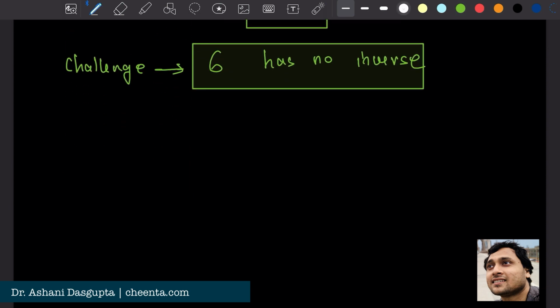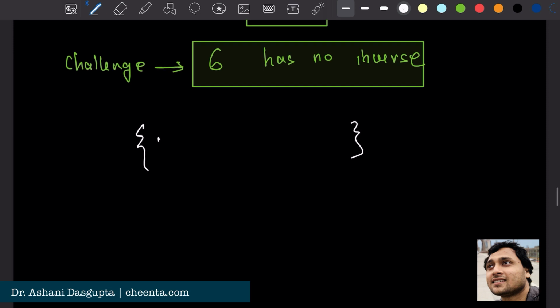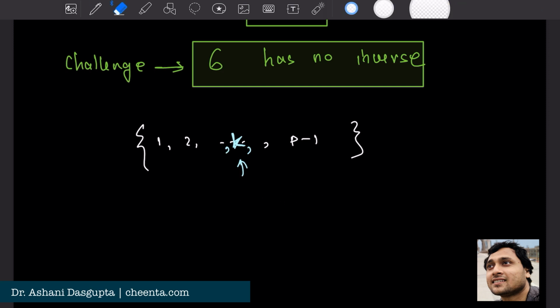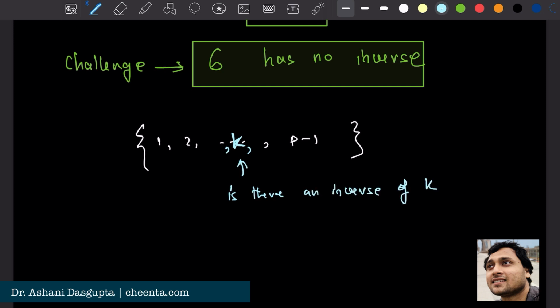Well, there are multiple ways of showing it, but the most important and interesting way is like this: let's list out all the numbers 1, 2 up to p minus 1, and suppose I am trying to see if a number k in this list has an inverse. Is there an inverse of k? So let's multiply each number with k.